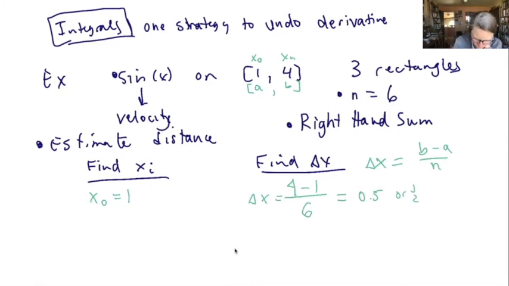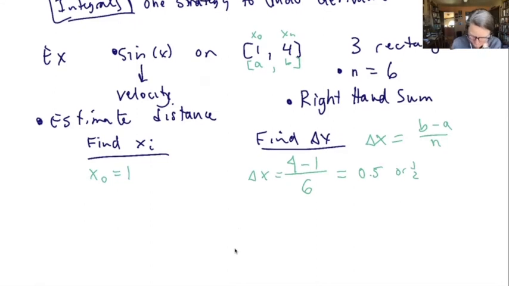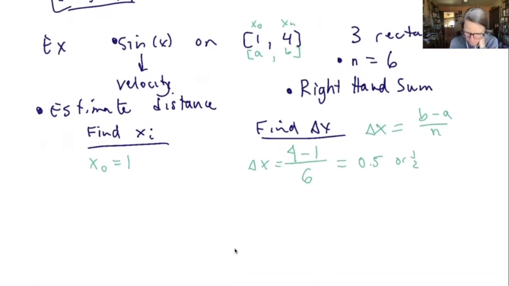Okay, so now that I have that, I know that my big interval goes from 1 to 4, and if I'm taking that interval from 1 to 4 and splitting it into 6 smaller intervals, I take the distance from 1 to 4 and divide by the number of rectangles. So I get that each rectangle is a half wide. I know my first endpoint, the left endpoint of the first rectangle, is 1.